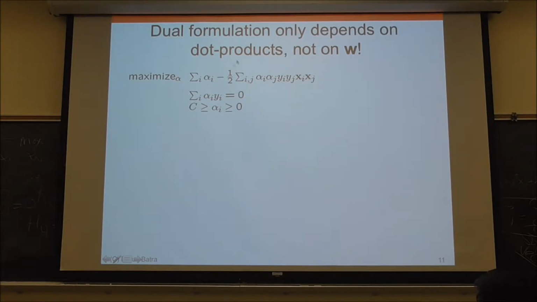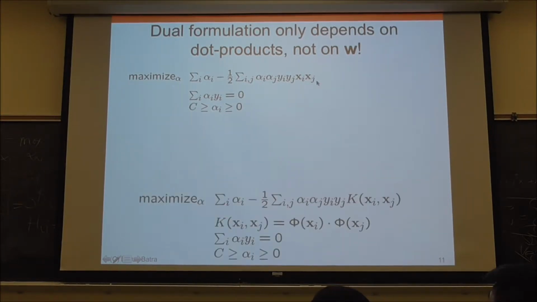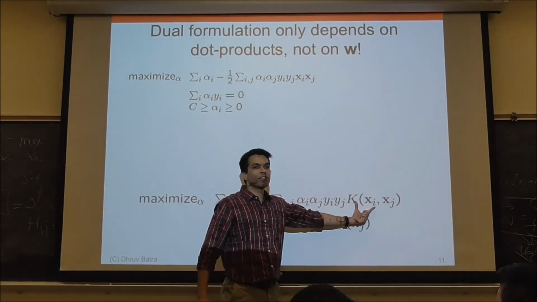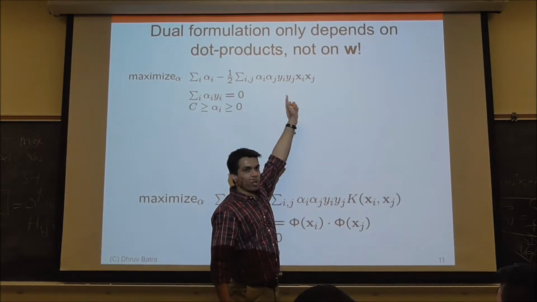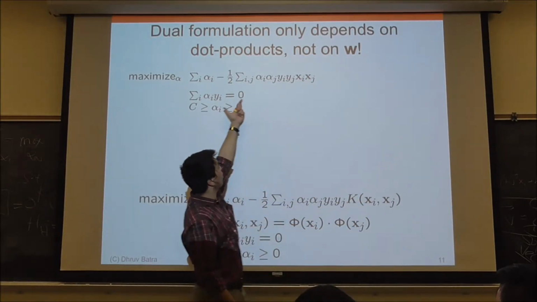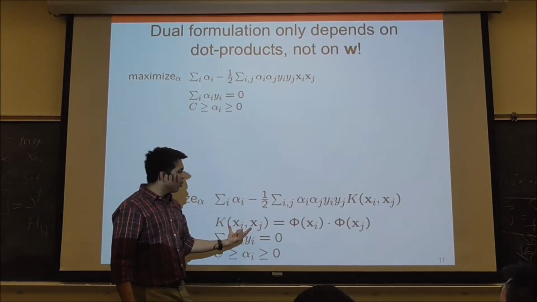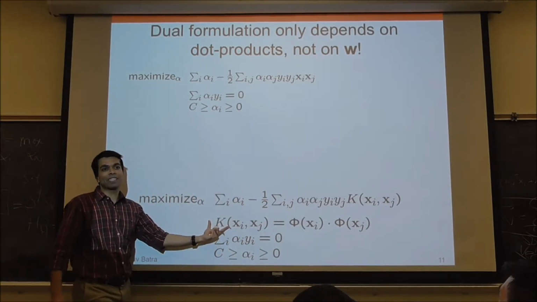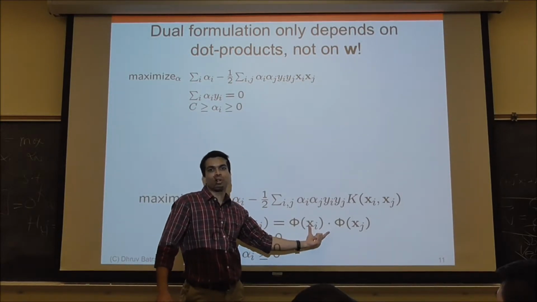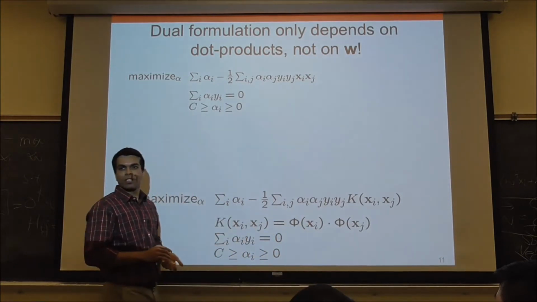So we wrote down this as our dual. We know that the dual only depends on the data as inner products. So what if I plug in some arbitrary function in place of that inner product? I can still construct this matrix, and I can still solve this QP. The only thing I need to satisfy is that this arbitrary function better be some inner product in some space. Why do I need to satisfy that?